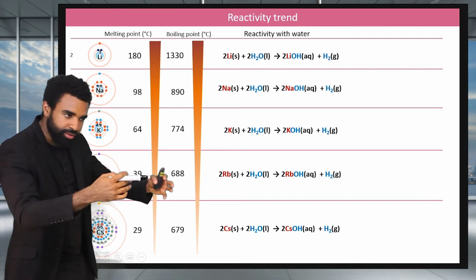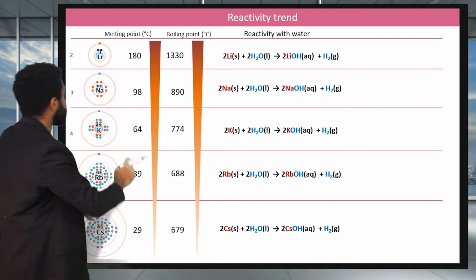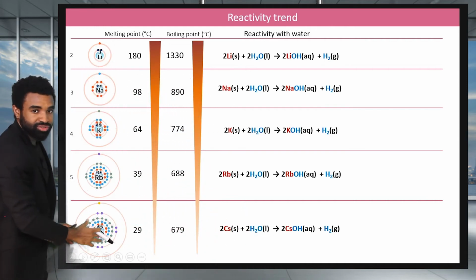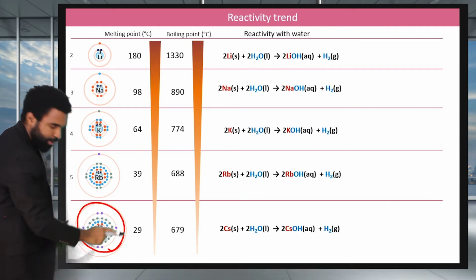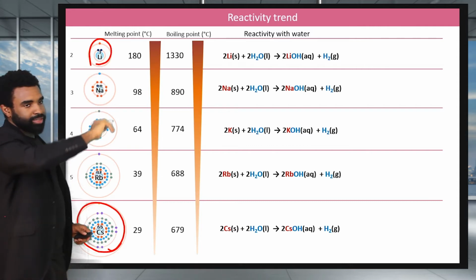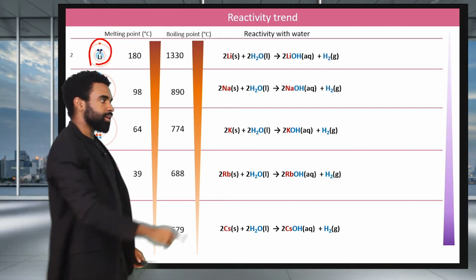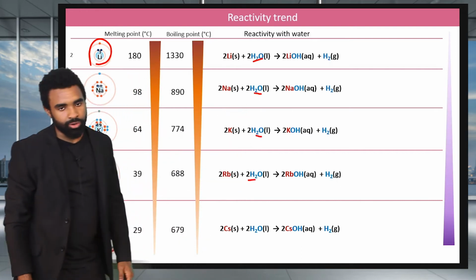And what is the trend of reactivity? Well, the trend of reactivity follows the trend of reactivity for the alkali metals generally. So generally, hopefully you remember this, cesium would be the most reactive in this list here, and lithium will be the least reactive. So reactivity increases down a group, and therefore reactivity with water also increases down a group.